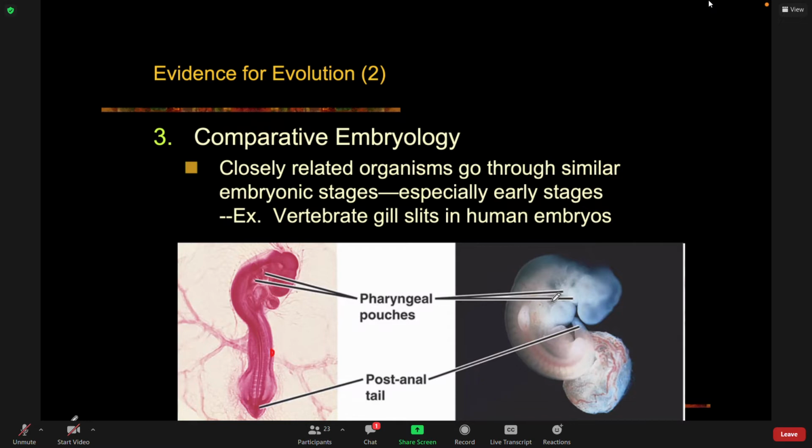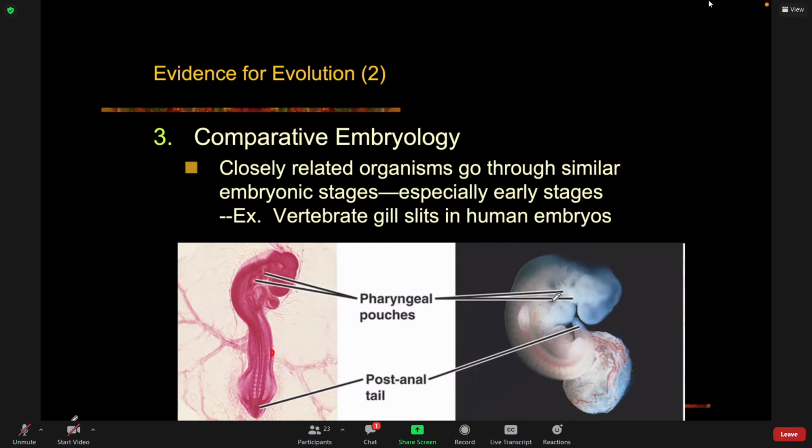And that's similar here with early embryology. With the vertebrates, it's the early stages of embryology that are very, very similar to each other. And that only makes sense in the light of evolution, that they've inherited this pattern from ancestors.